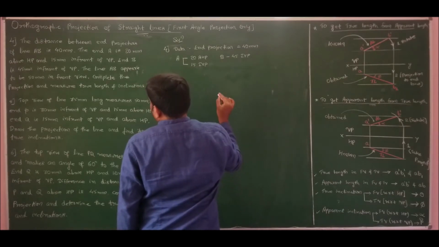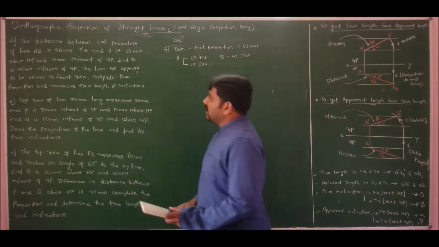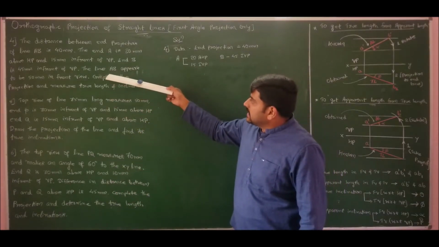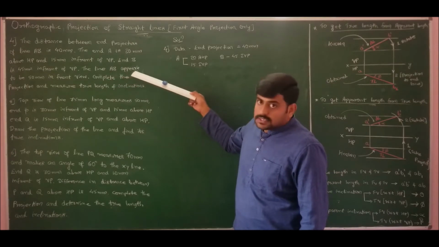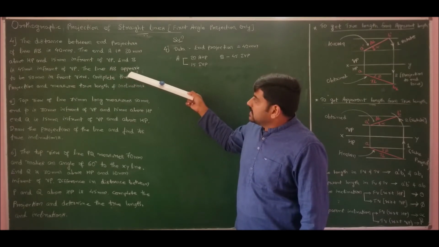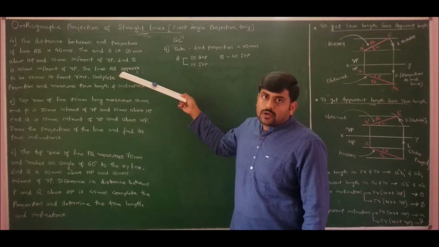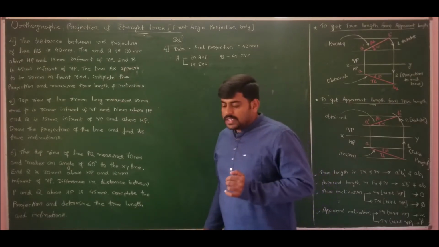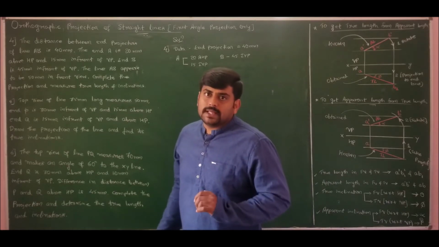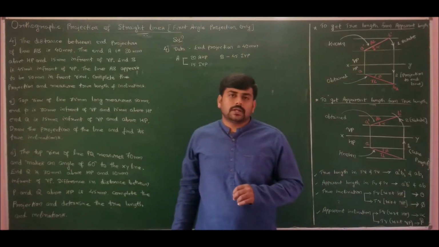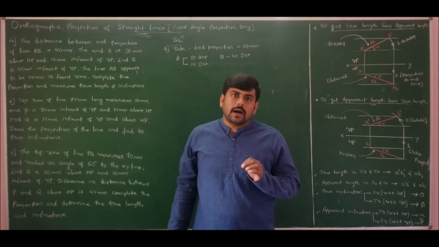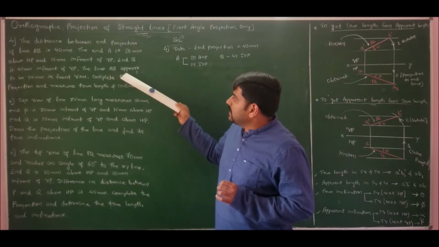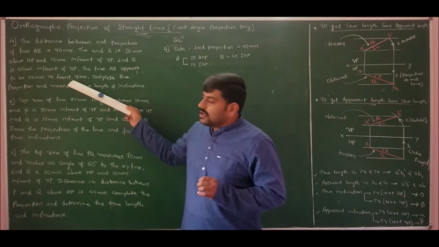The line AB appears to be 50 mm in front view. The very important observation here is that it states the line AB appears. Since you can see the line, the apparent length is mentioned for us. As I already stated, when a line is inclined to both the planes, none of the projections will give us the true length. We always obtain the apparent length. So here it is clearly stating that the line AB appears to be 50 mm in front view.